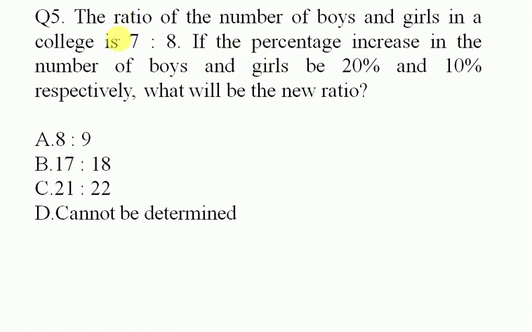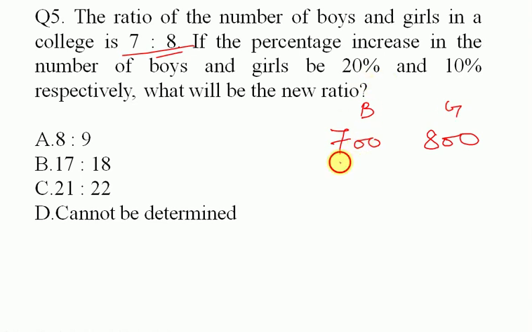Next, the ratio of the number of boys and girls in a college is 7:8. Let's take it as a multiple of 7 and 8. No need to use x. Either assume it as a multiple of 100 or 10; try to assume it as a multiple of 100 only. Why have I assumed this? Because it will not disturb the ratio. 700 and 800, again it maintains 7 and 8, right? If the percentage increase in the number of boys and girls is 20% and 10%, what will be the new ratio? Now 20%, what is 20% of this?